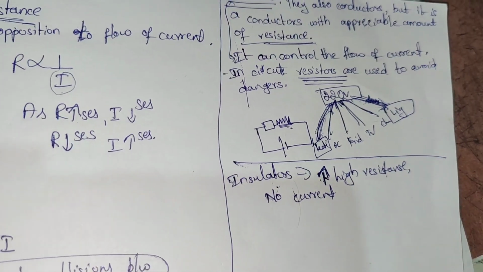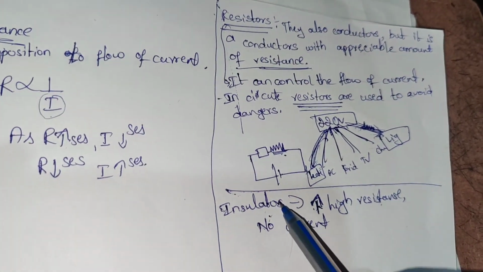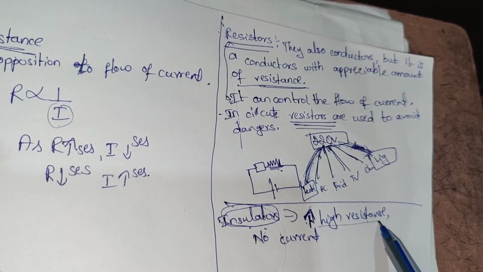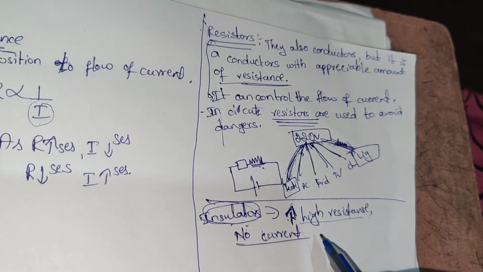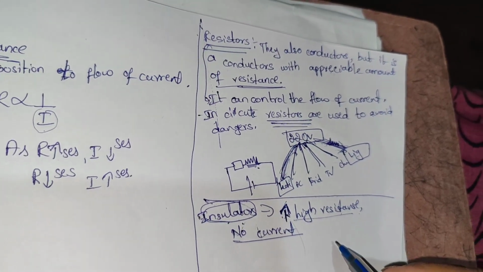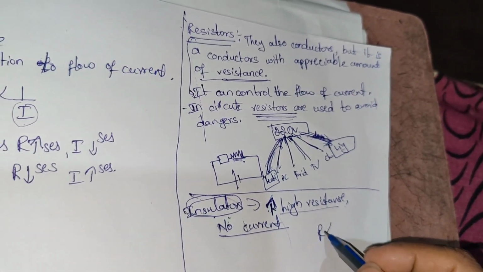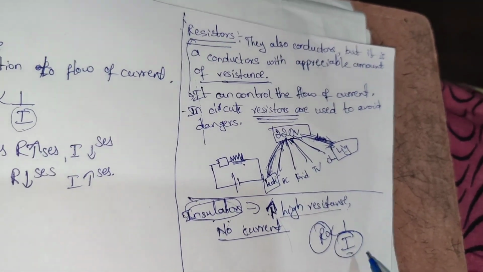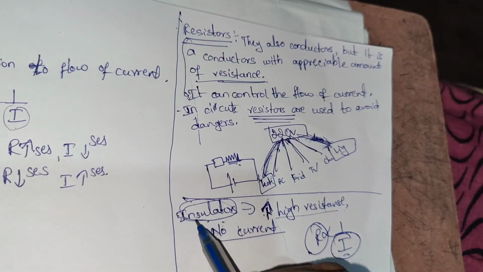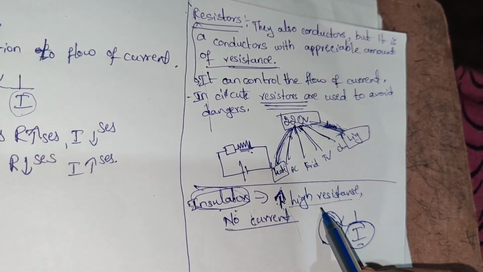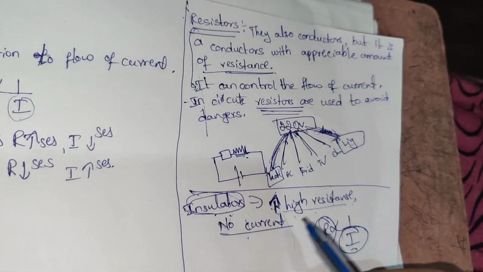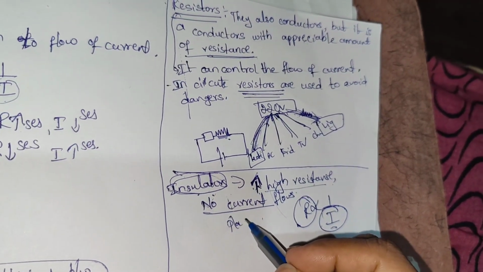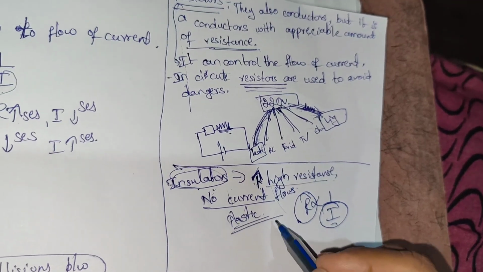Insulator. What? So insulators, these insulators are the materials with high resistance. With high resistance means no current. High resistance is inversely proportional to current. High resistance means low current or no current. So insulators are the materials with high resistance, so no current flows. Examples: plastic, rubber. We can see current will not flow through this material.